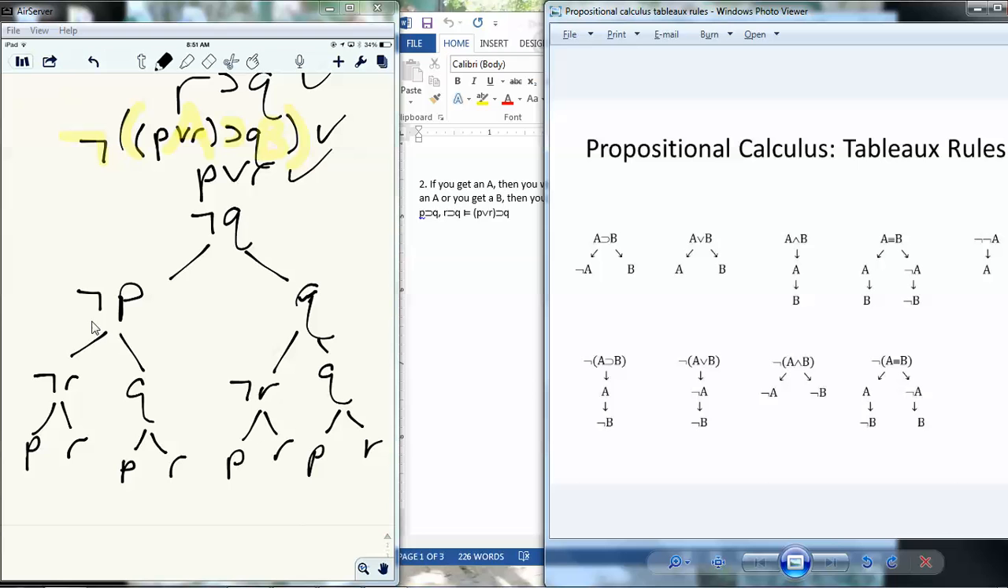P contradicts not P. So I have an X down here. This branch closes. R contradicts not R. This branch closes. P contradicts not P. This branch closes. R doesn't contradict anything, but Q contradicts not Q. So this branch closes, right? If there's a contradiction anywhere in here, it doesn't have to be every single thing contradicted, just one contradiction somewhere in the branch.